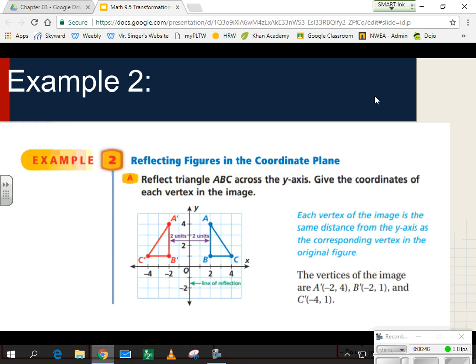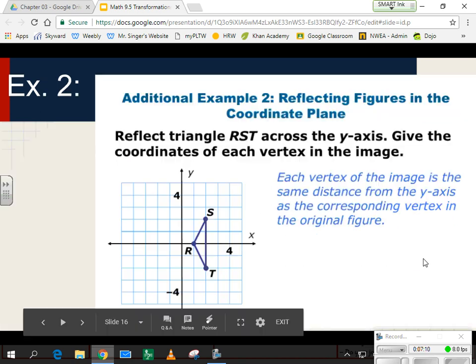So here we're looking at ABC, that's in blue. A prime, B prime, and C prime are in red. So it says go across the y-axis. So you got to know that that's the line of reflection that goes up and down. And we can see that both start 2 units away from the line of reflection. So you got to just move 2 over and start copying them down. And make sure they go in opposite directions, because a reflection always is in the opposite form.